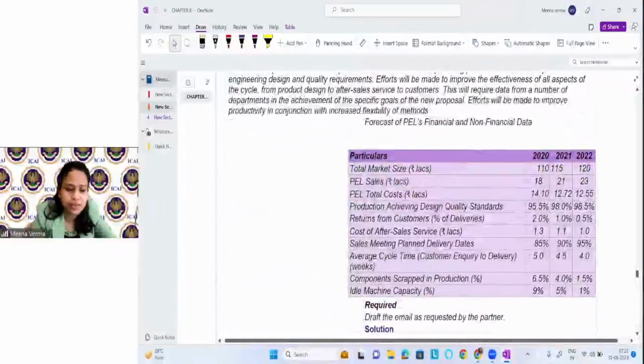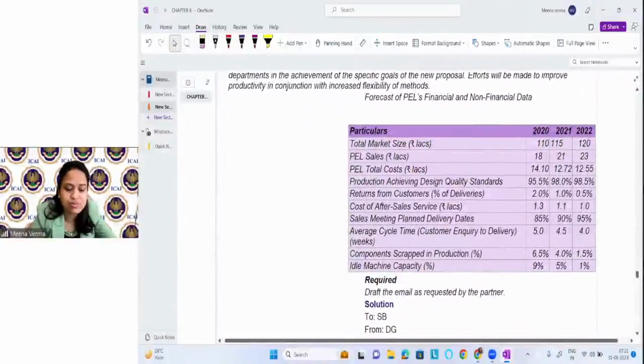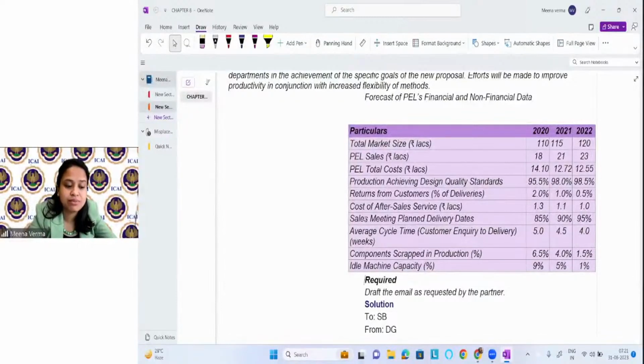Okay, so what this person has attached is some financial and non-financial data. Now, nowhere in the question does it mention which model you have to use. So the first confusion you may have in the exam is, ma'am, what model will we use to write the answer? The question may come to your mind, ma'am, which model will we use to write the answer of this question.